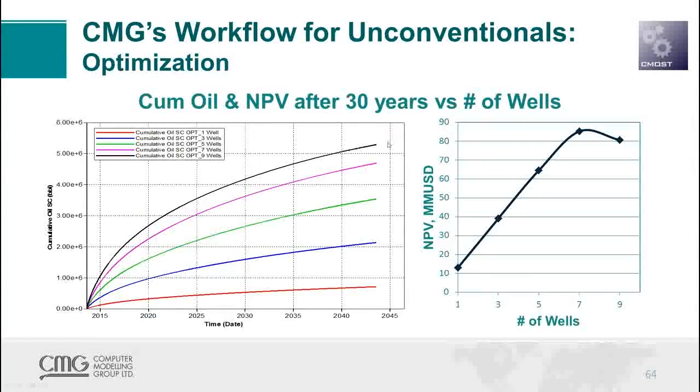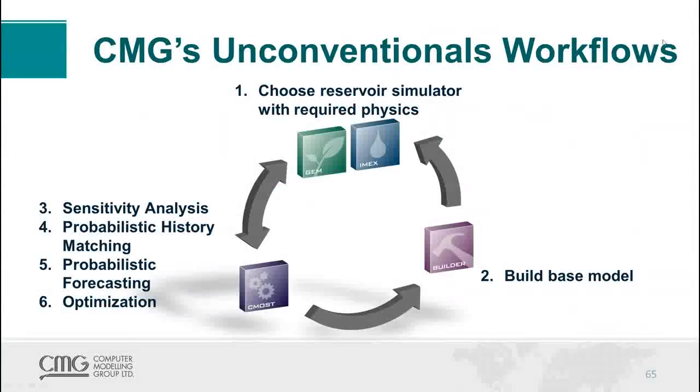Here's another example of optimizing. We're looking at cume production from different well spacings, well densities in a 640-acre section, from 1 well per section all the way up to 7 wells per section. We're always getting more oil, but because of the cost, you can see over here the NPV maxes out at about 7 wells per section. These are the kinds of things you can do with the workflows that we have inside of our software.